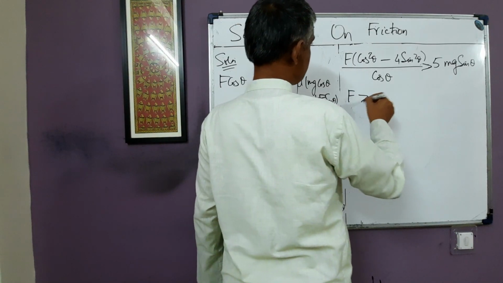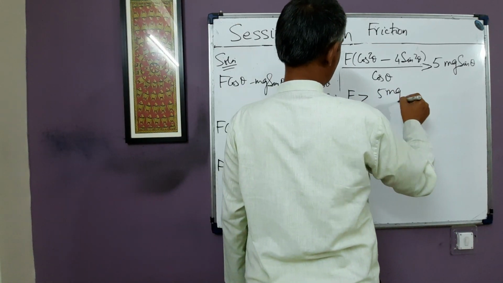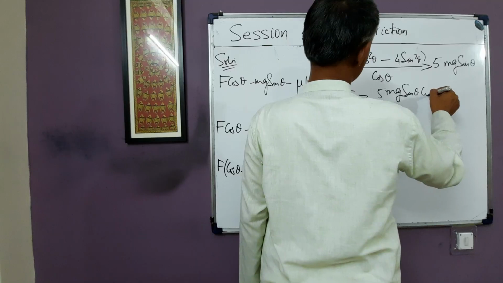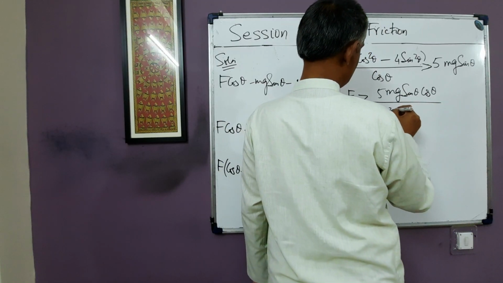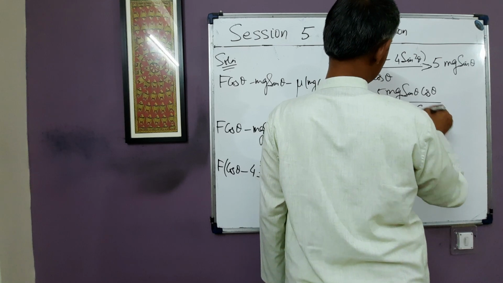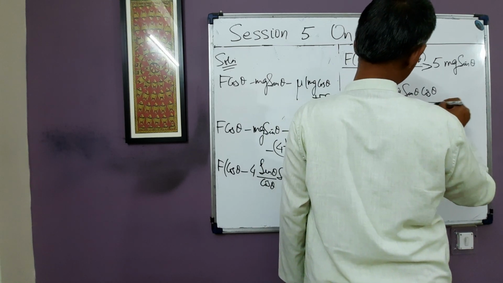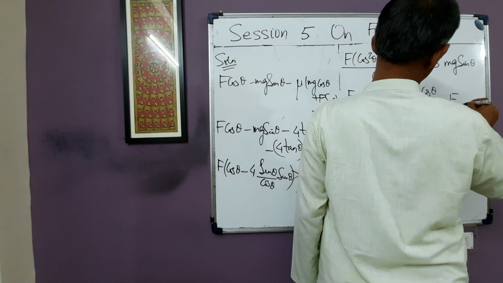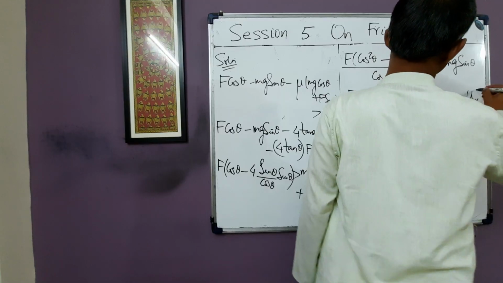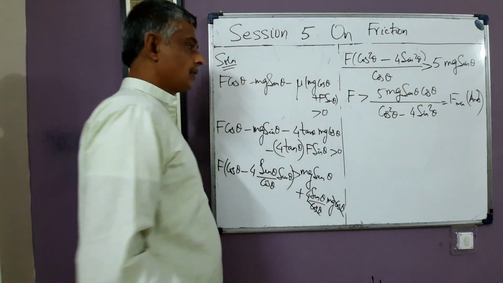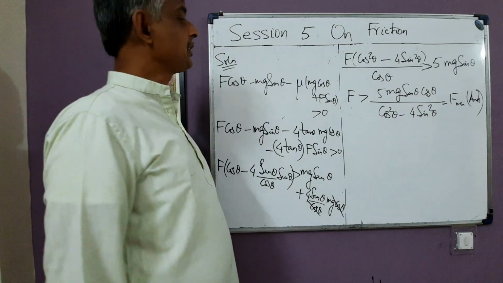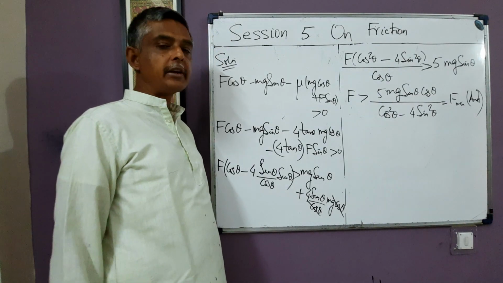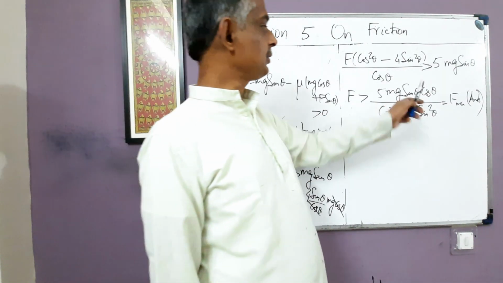So F should exceed 5 mg into sin theta into cos theta over cos square theta minus 4 sin square theta. This is therefore the required minimum value of force F so that the block begins to slip up the rough inclined plane. F should exceed this much value.